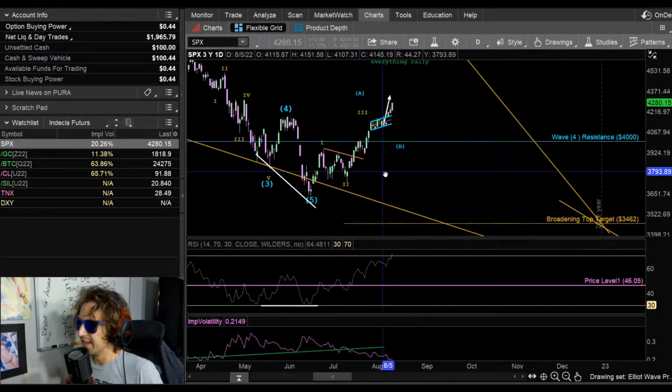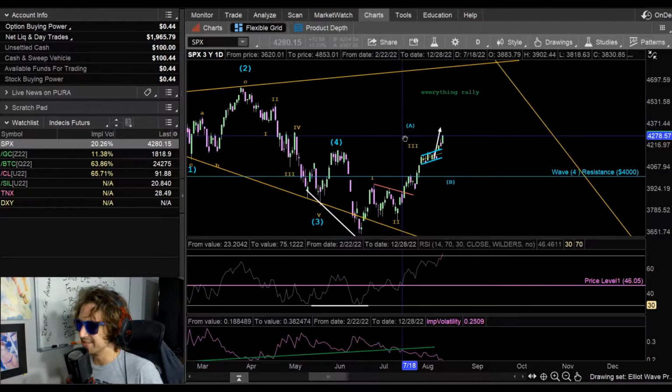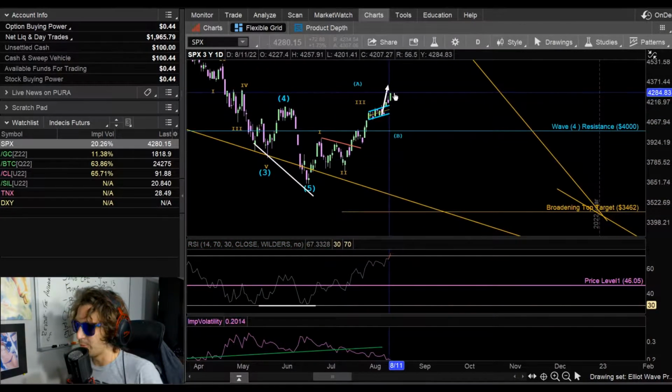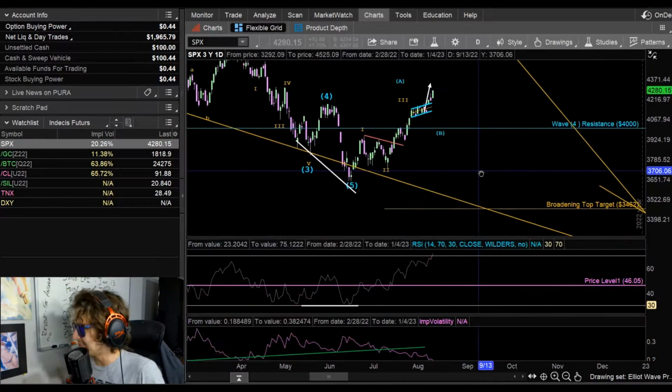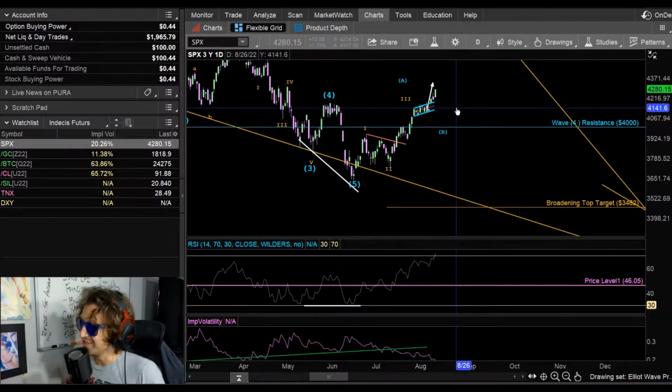It's possible that what we're actually about to see, though, is a trend reversal and a complete bearish decline back down to maybe 3,460. But the trend hasn't changed yet.